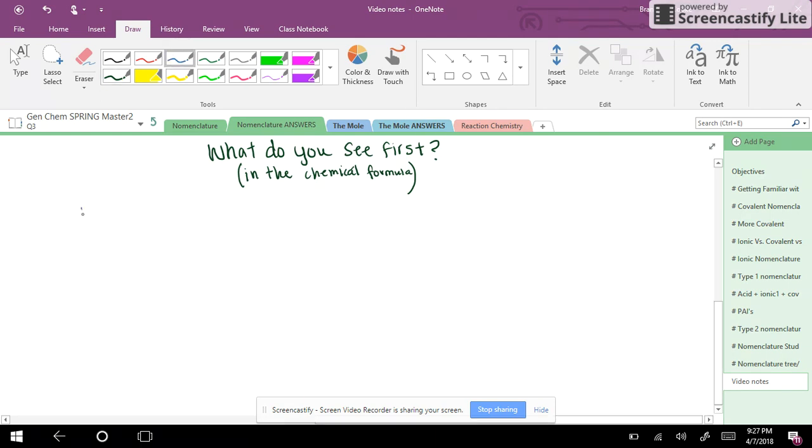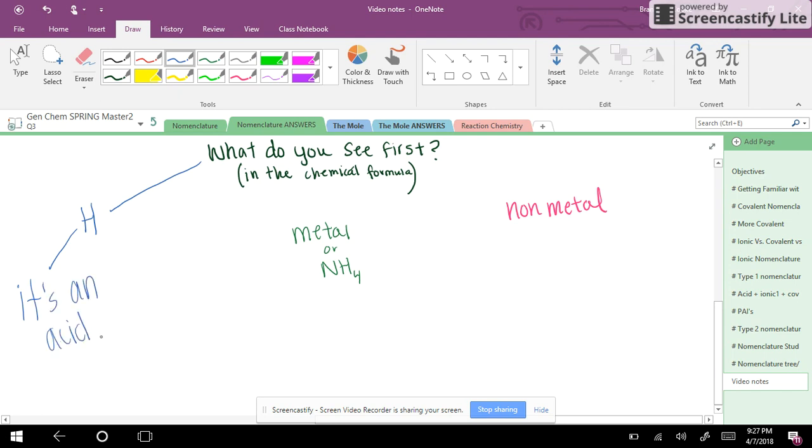I have three options. I'm either going to see a hydrogen, or a metal or NH4, or I'm going to see a non-metal. So if I see hydrogen, then I know, happy day, it's an acid. So you'll name it like an acid. You have a list of acids that you're supposed to memorize. Or if you're in CP, then you would have the rules for acids. But if you see a hydrogen, then it is an acid.